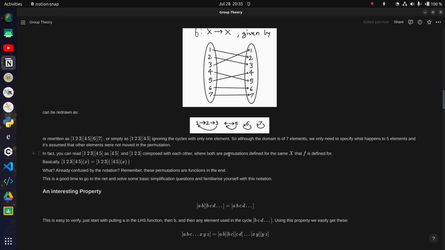So both are permutations defined for the same X that f is defined for, of course. The same capital X, that just means this set 1 2 3 4 5 6 7. Cool.